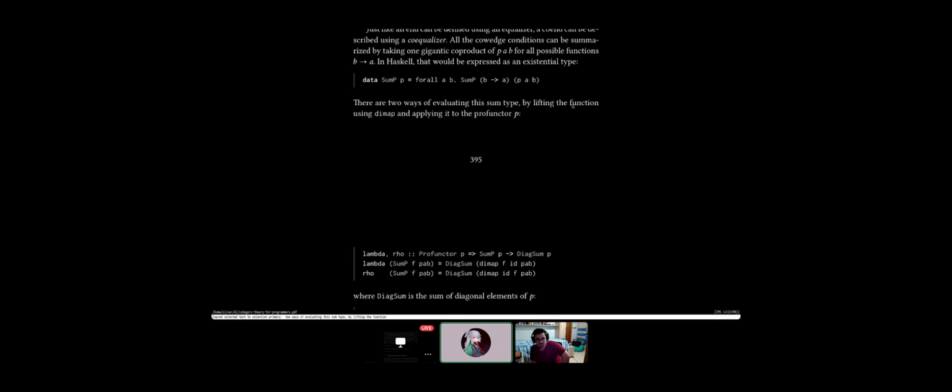There are two ways of evaluating the sum type by lifting the function using the dimap and applying it to the profunctor P, which are these ones. Again, lambda and rho, we've seen this before, right? Where diag sum is the sum of diagonal elements of P. Just getting rid of this A so the signature here is nicer. Okay.